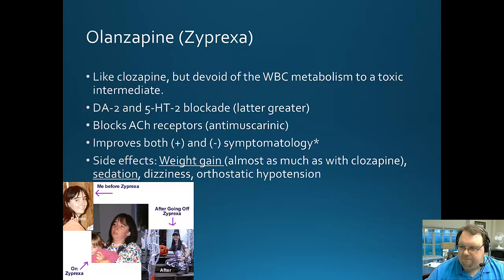Olanzapine or Zyprexa. It's like clozapine in many ways, but it doesn't have the white blood cell problems. So it works as both a dopamine D2 receptor blocker and a 5-HT2 blocker, but more so the latter, the serotonin blocker. It also blocks acetylcholine receptors, so it's antimuscarinic. Again, I'm always nervous when I say it improves negative symptomology. I looked at the literature again on this. It's mixed, but there is some literature showing it, so I'll put an asterisk by it. I'll feel better with that.